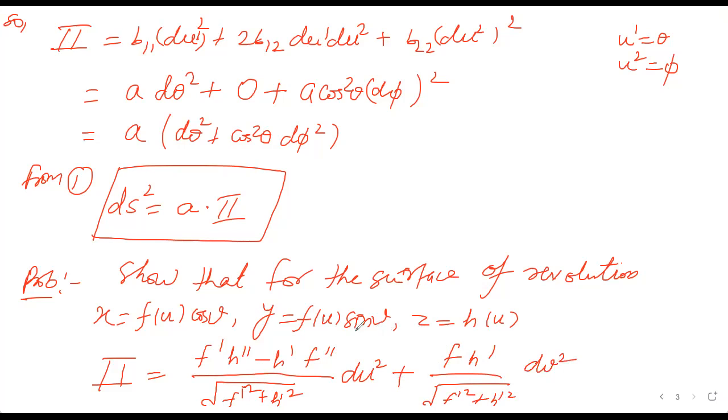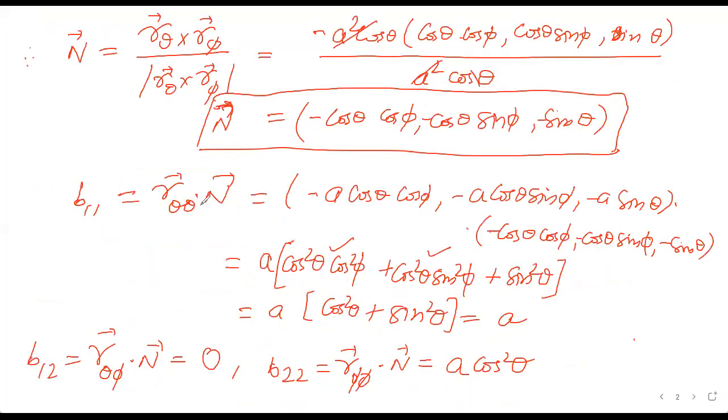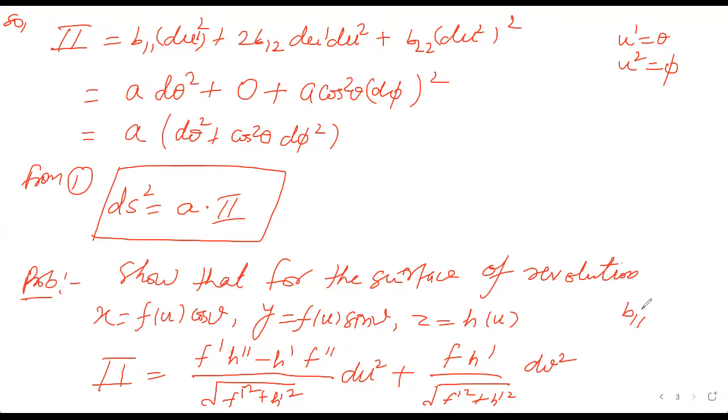You have to show this. So when you will calculate for this, again the same, here you have f(u) and v. The first parameter is u, second parameter is v. What does f dash mean? Derivative of f with respect to u. So you will have to find your b11. By the same formula, b11 is r theta theta dot n. Here b11 is how much? R of u u dot n. When you find this, it will be coming like this. So this will be your b11, and in this you will see b12 will be coming 0.